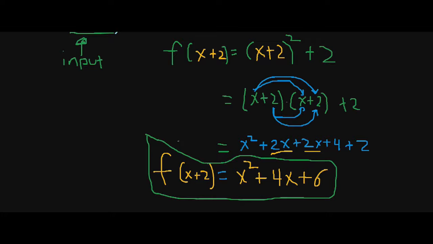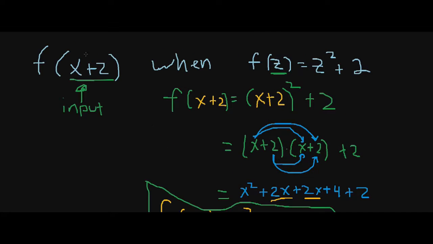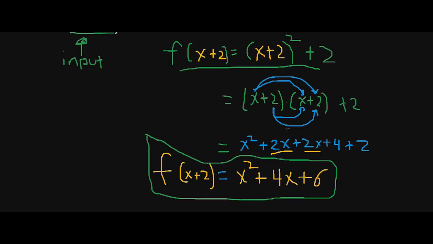We get an entirely new function, but that's okay. This is what it means when we're dealing with function notation. We're just plugging in whatever is inside our parentheses here, f of x plus 2, straight into our function wherever we see, in this case, a z, and that's just right here which I showed you. f of x plus 2 equals x plus 2 squared plus 2. Distributive property, solve that out, and that's how we got that there.